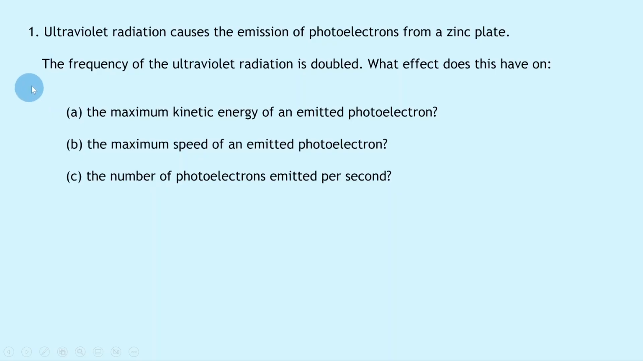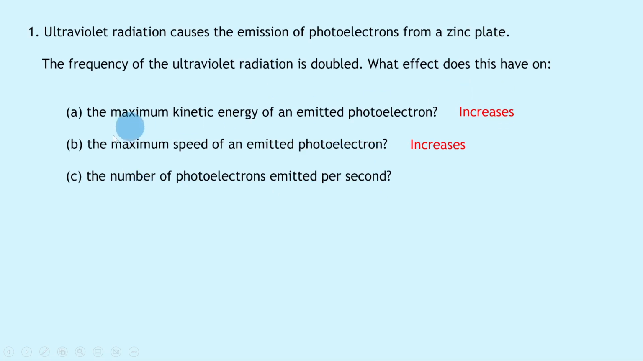In our one and only question here, it says that ultraviolet radiation causes the emission of photoelectrons from a zinc plate. The frequency of the ultraviolet radiation is doubled. What effect does this have on A, the maximum kinetic energy of an emitted photoelectron? Well, remember, increasing the frequency increases the maximum kinetic energy. And if maximum kinetic energy is increased, remember that speed is directly proportional to maximum kinetic energy from Ek equals a half mv squared. So that means this will increase as well if frequency is doubled.